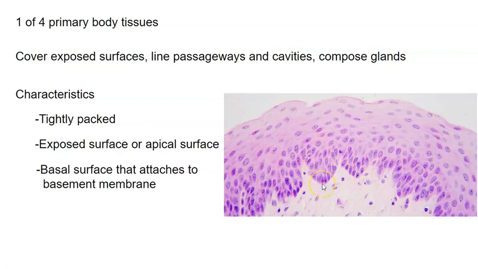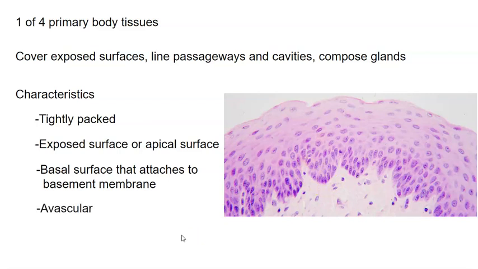So the basement membrane is extracellular material. It's secreted by the basal layer in addition to some of this underlying connective tissue. But all epithelium has that. It has an apical surface and a basal surface, in addition to a basement membrane.